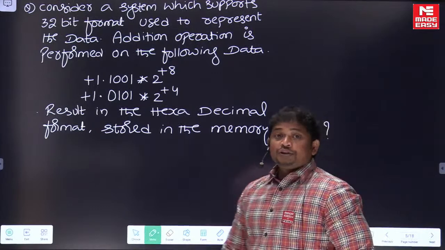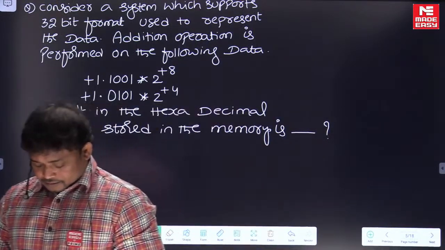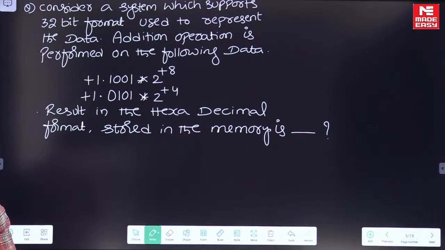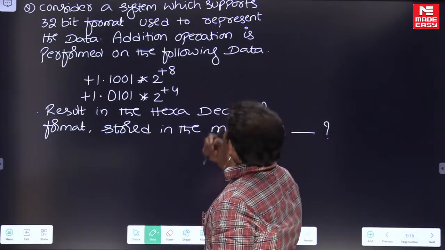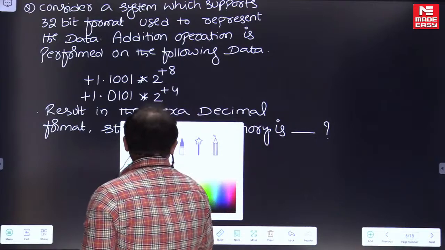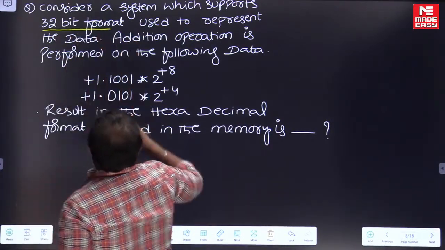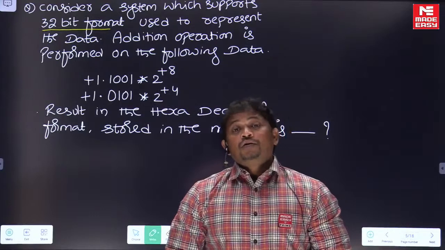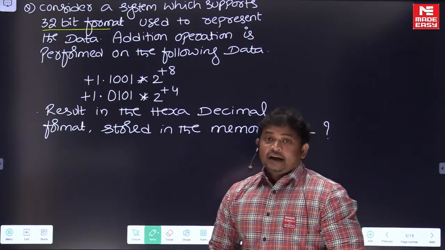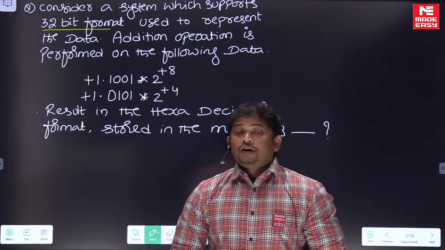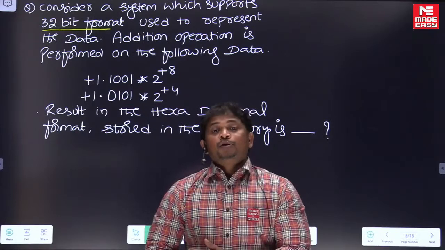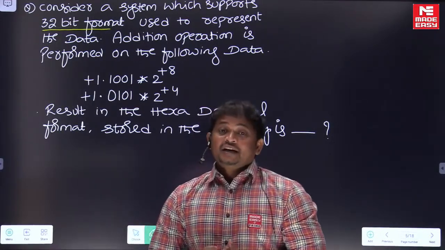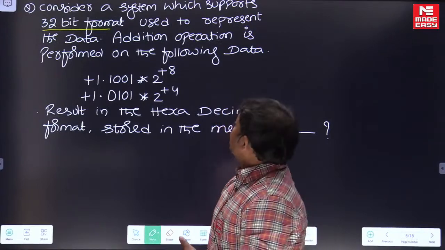Yeah, this is our current question. Okay, students, see the question. Consider a system which supports 32-bit format. You know, floating point formats are IEEE formats. Only two formats are available, 32-bit and 64-bit, single precision and double precision. So here the question clearly states that the system supports 32-bit format.